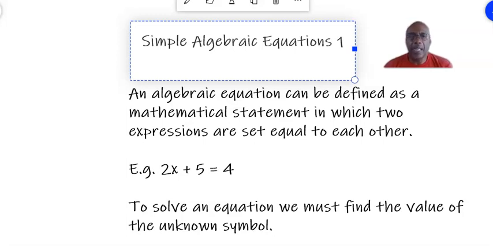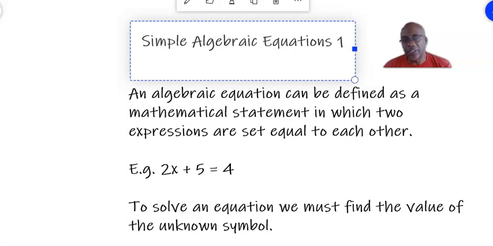So for example, I have 2x plus 5 equals 4. That is an equation because of the equal sign, and you have two expressions on either side of the equation. 2x plus 5 on the left side and 4 on the right side. And they are equal.